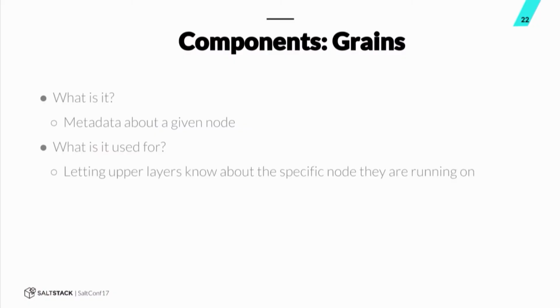Okay, so the first one, grains. What is it? This is hopefully helping people that are trying to get over the cutesy names of things. Grains are basically just metadata about a given node. That's all it is. So what are they used for?